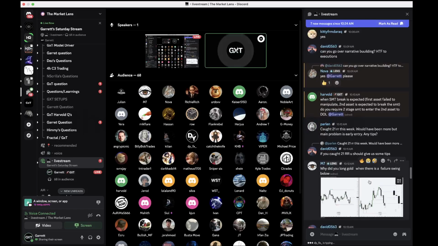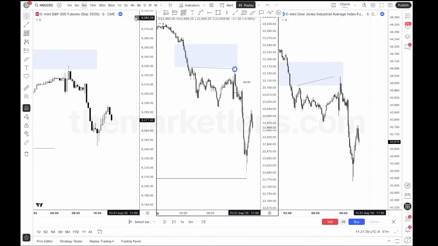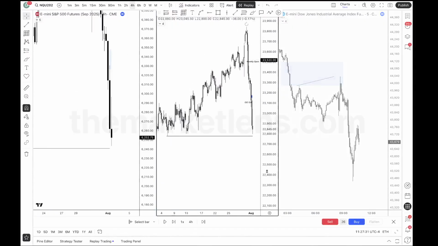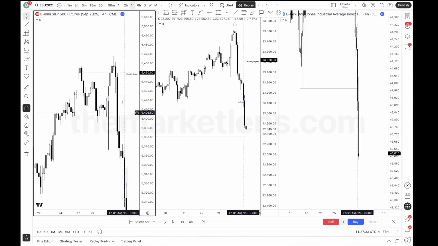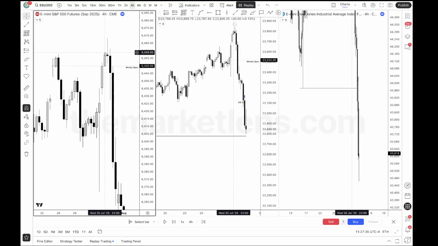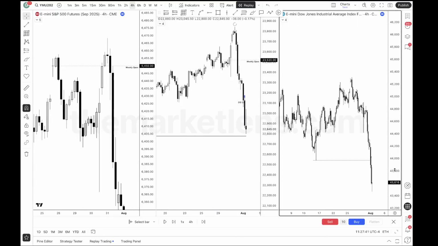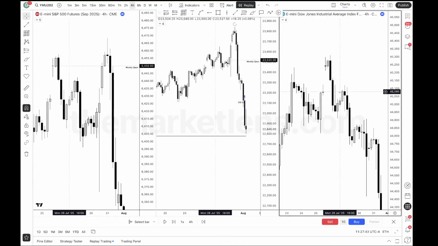When an SMT break is expected, the first asset failed to manipulate and the second asset is expected to break the SMT. Do you require a second-stage SMT to enter the second asset? So you're asking, when this SMT breaks, do I expect a second stage SMT here? Not necessarily, right? But I believe we get something along those lines.